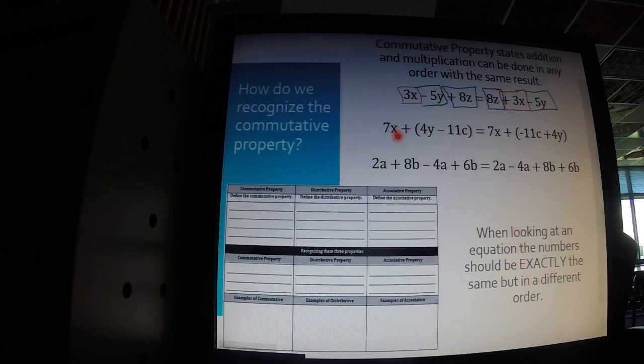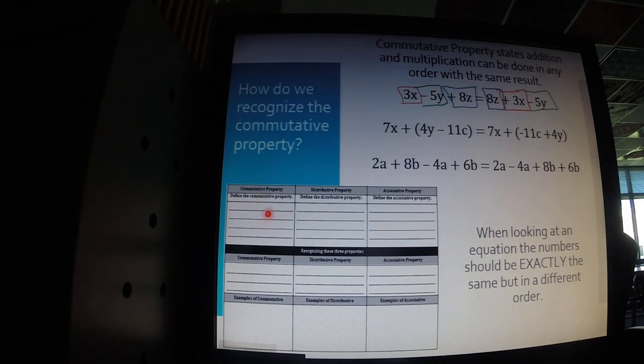Okay? So same thing here, we have 7x, and then we have the 4y and the negative 11c. Here we have 7x, which is in the same spot, right? They're both first, but then we have the negative 11c and the 4y. So these two switched places. And it's still commutative because it's the same exact pieces, the same numbers are even inside the parentheses, they just switched locations. Okay? And then this is another example, but instead of putting A, B, we grouped the A's together in the front and the B's together at the end. And this is a pretty common practice. Okay? So you should now have this whole column filled out.